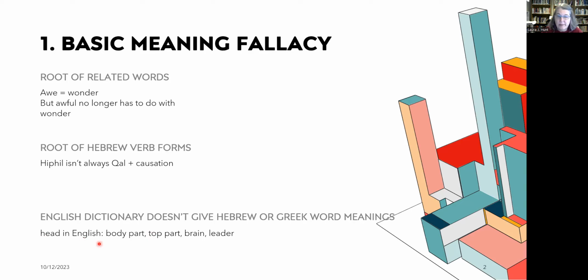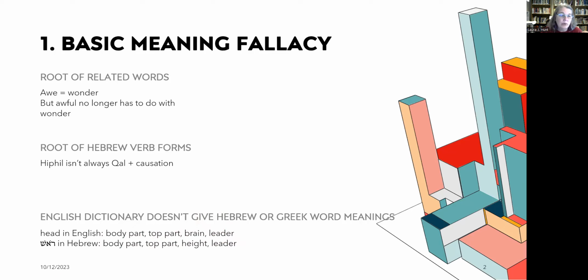It can mean a body part or head. It can mean the top of something, the head of the column. It can mean your brain. You have a good head on your shoulders. And it can mean a leader. He's the head of the company. And there's other meanings for the word head in English as well.